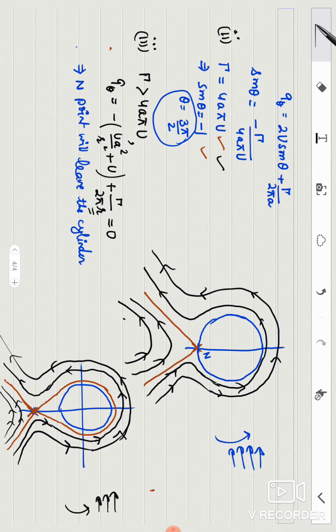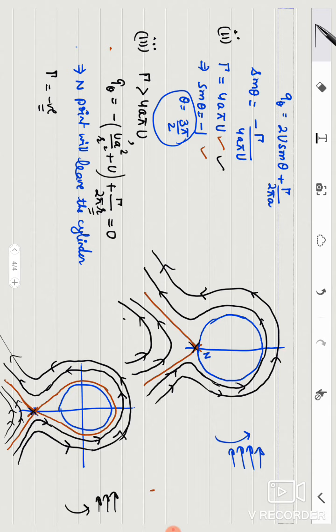Suppose in some situation you have gamma to be negative. Then what will happen? These stagnation points will shift in the upward region, and otherwise you may draw the flow patterns. So if you are asked to discuss the situation in which there is circulation in the clockwise direction, you just put your gamma with the negative symbol, and then you can calculate all the things which I have discussed over here.